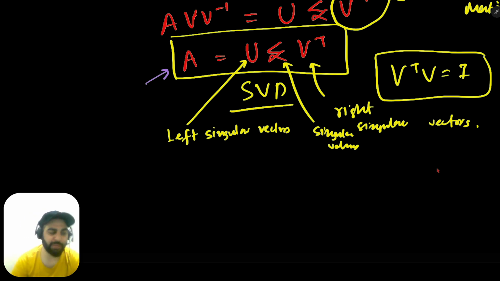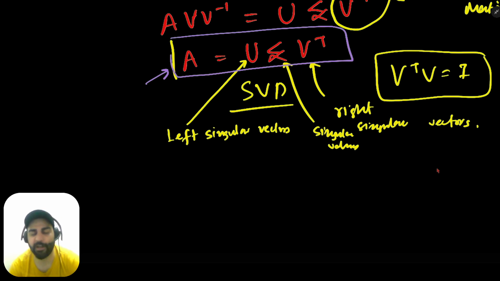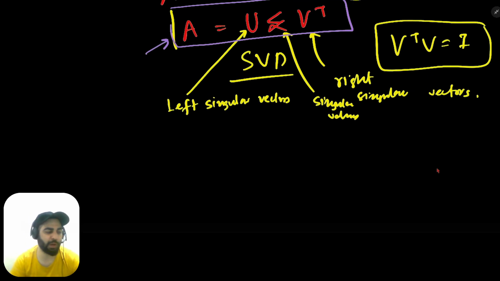Now the question remains: how to find this U and VT? We know how to find eigenvectors and eigenvalues, and we have the formulation for that. But how will we find these vectors which will go to U? How will we find these vectors which will go to V? For that, we need some other tools that we have studied so far, and we'll see how to use them. And I just wanted to add one more thing.